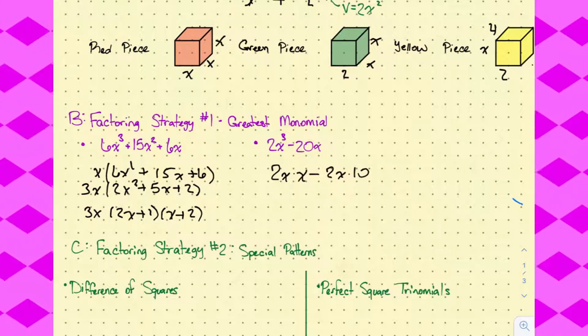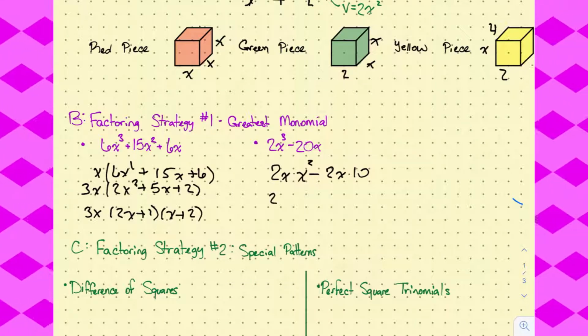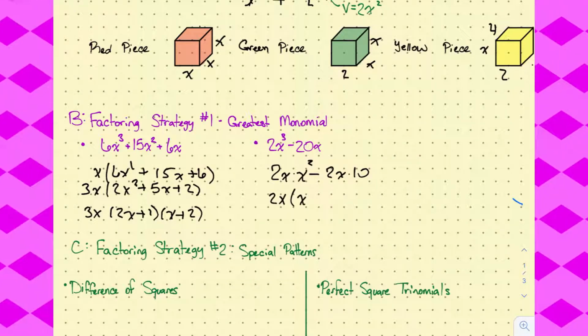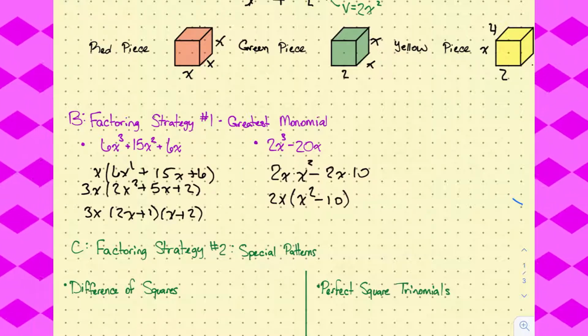So I can factor out a 2x from the whole polynomial, giving me 2x multiplied by x squared minus 10. Now this is where this problem stops.